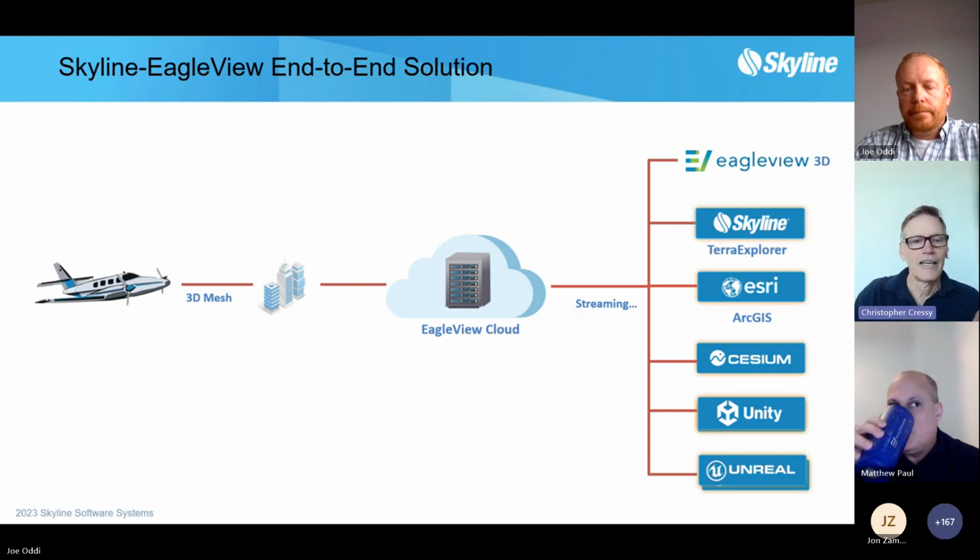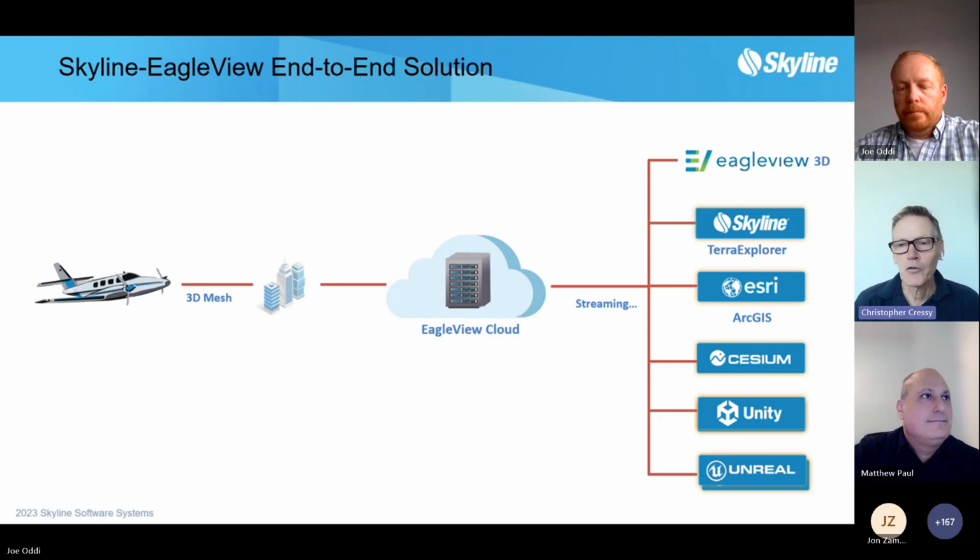So if you look at this kind of end-to-end solution workflow, Eagleview collects the imagery for you, flies the aircraft, collects the imagery. They produce a 3D mesh. That 3D mesh is loaded in the Eagleview cloud, and then it can be streamed. And you are viewing it in the Eagleview 3D application, but it can also be streamed to other third-party applications. And I think that's really important to understand.